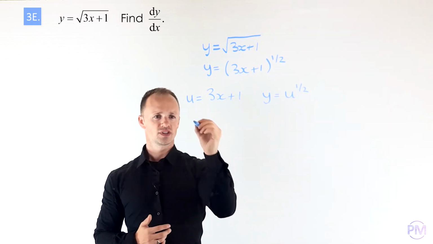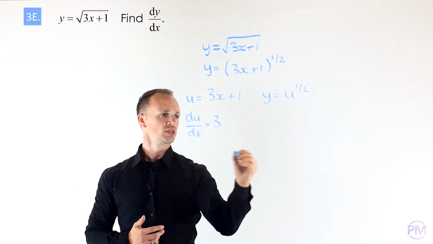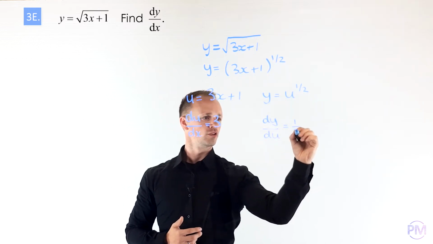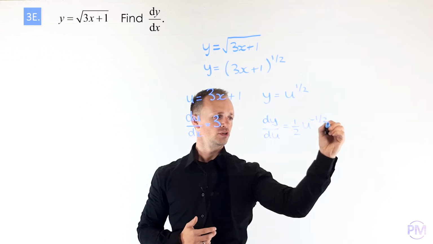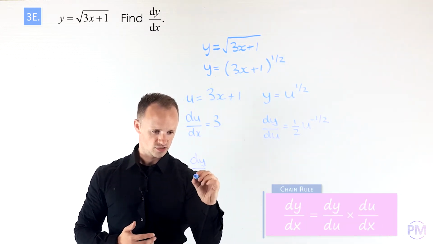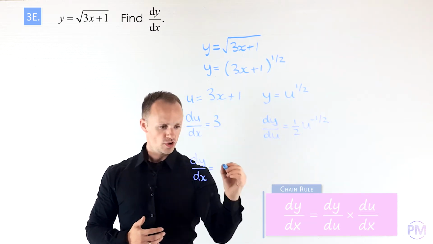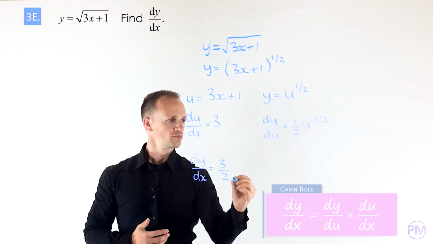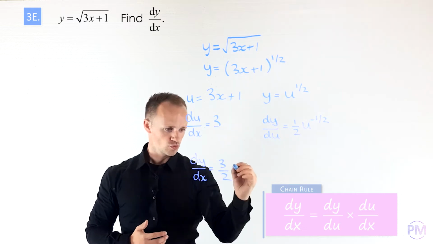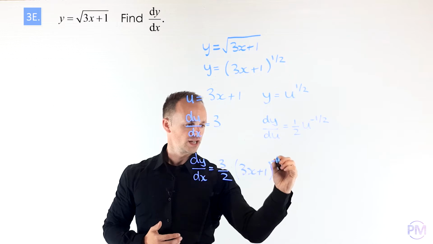Next, we're going to differentiate both of these. du by dx is going to give us 3, and dy by du is going to give us 1/2 u to the negative 1/2. Now we can combine these using the chain rule. So we get dy dx is these two things multiplied together. 3 times 1/2 is 3 over 2. Then we have u to the power of a negative 1/2. So u we defined as 3x plus 1. So we'll get 3x plus 1 in a bracket to the power of negative 1/2.